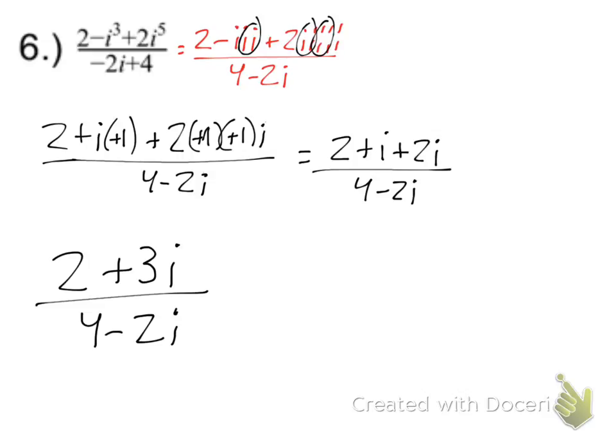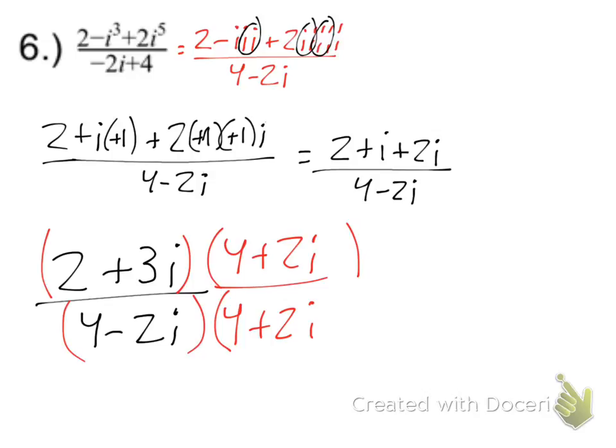No, we are not allowed to cancel the i's from the top and bottom because i is not in everything. I can actually take a 2 out of the 4 and the 2i on the bottom, but I can't take a 2 out of the 3. So therefore I can't cancel a 2 either. Now we revert back to what we did in the last problem and multiply the top and bottom by what? 4 plus 2i over 4 plus 2i. And you need to FOIL the top and the bottom before you simplify. I'll let you guys finish that problem.